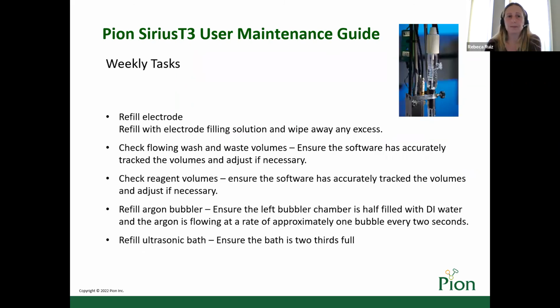For the weekly tasks, refill the electrode, and then you need to check the volumes of the flowing wash and waste volumes. That means you need to check that the volumes in the containers are the same as the volumes that the software is tracking. And not only for the flowing wash and waste containers, you need to do it as well with the reagent volumes. That means all the bottles, reagents, and solvents that you have in the tray.